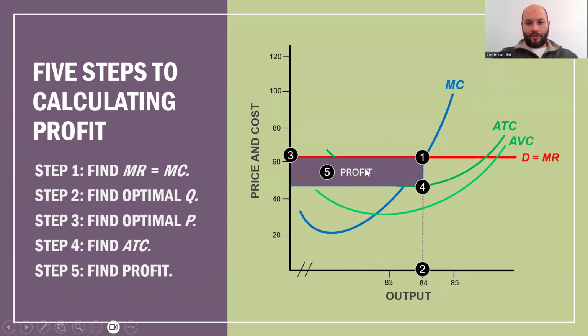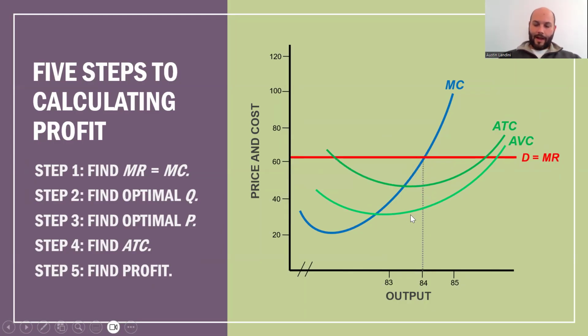All right, so there are our steps, and these steps to calculate profit are going to be the same regardless of market type. So this is not only for perfect competitors, but it is only perfect competitors that have this flat demand curve where demand equals marginal revenue. We'll introduce what happens with the downward sloping demand curve in our future modules.